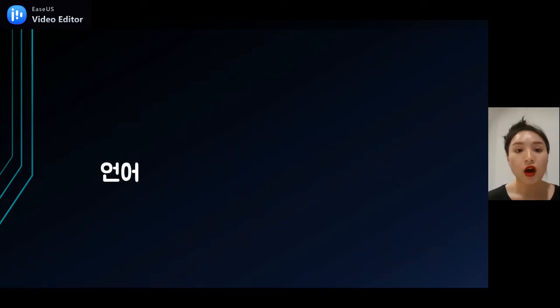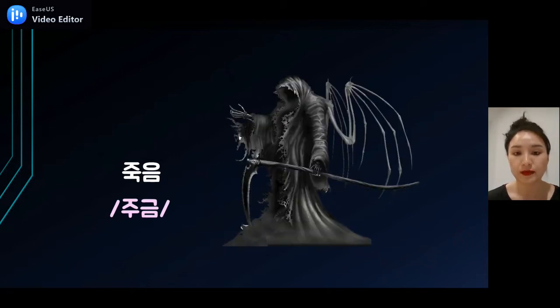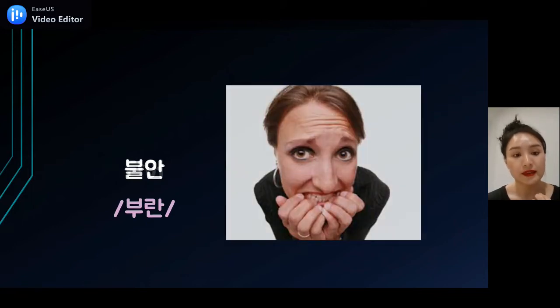We shouldn't read 언어 separately. We should read it linked. 언어, language. We shouldn't read 죽음 separately. We should read it linked. 죽음, death. You shouldn't read 불안 separately. It's supposed to be linked: 불안, anxiety.